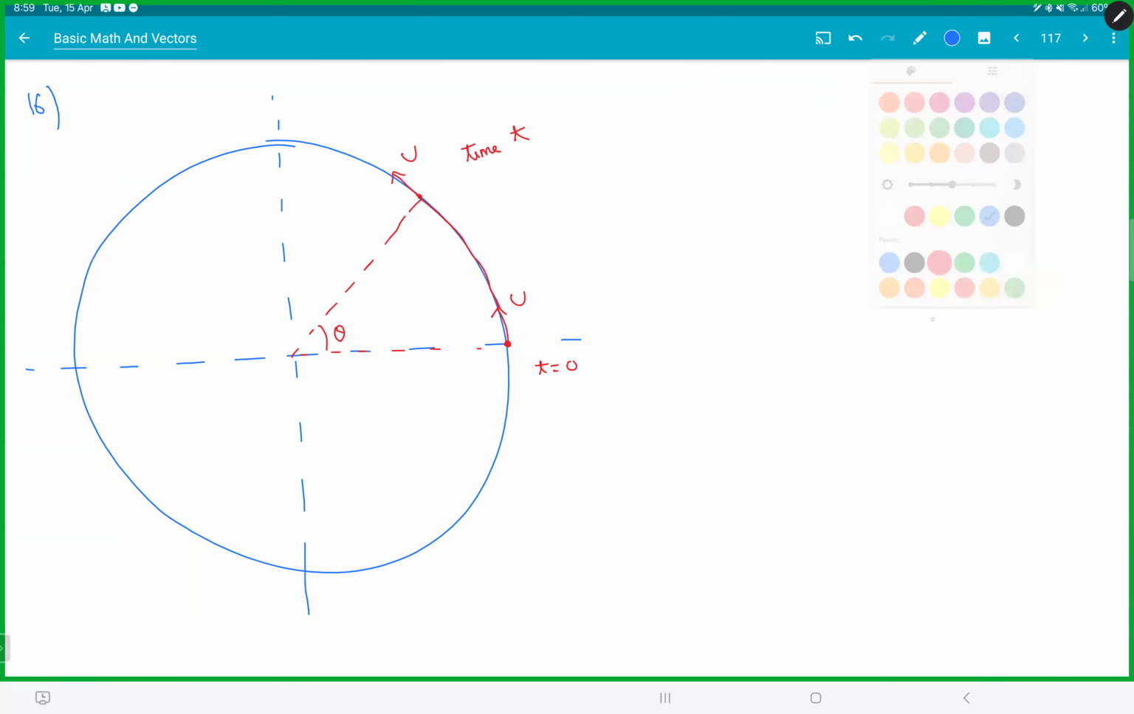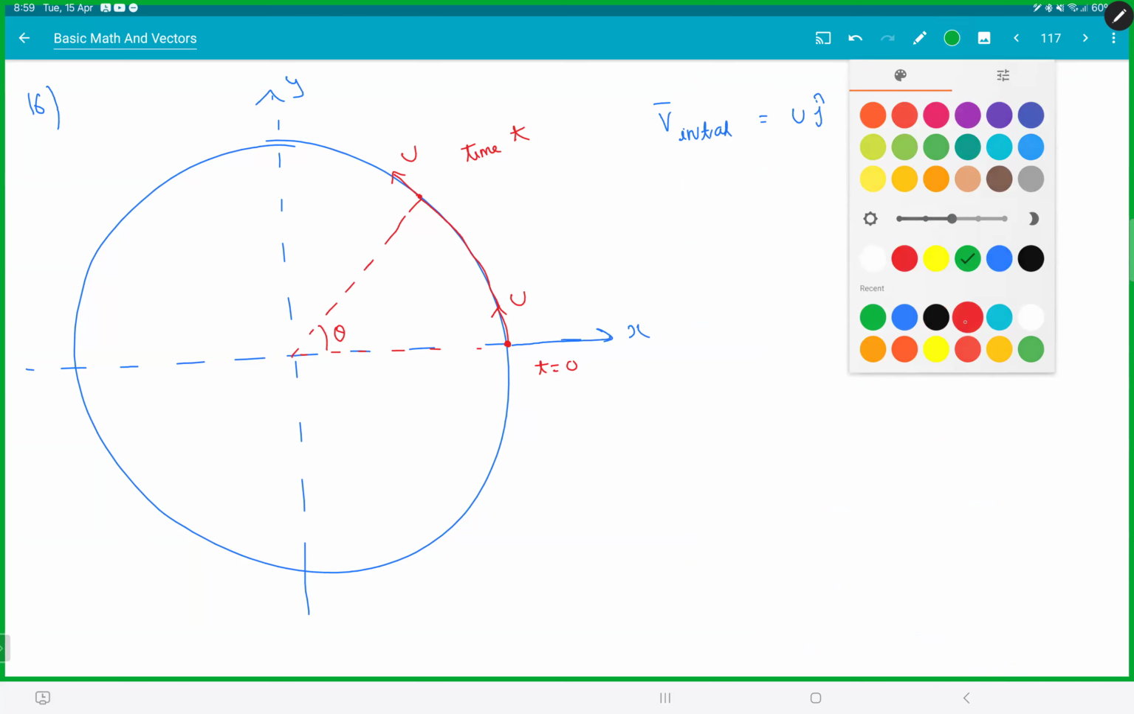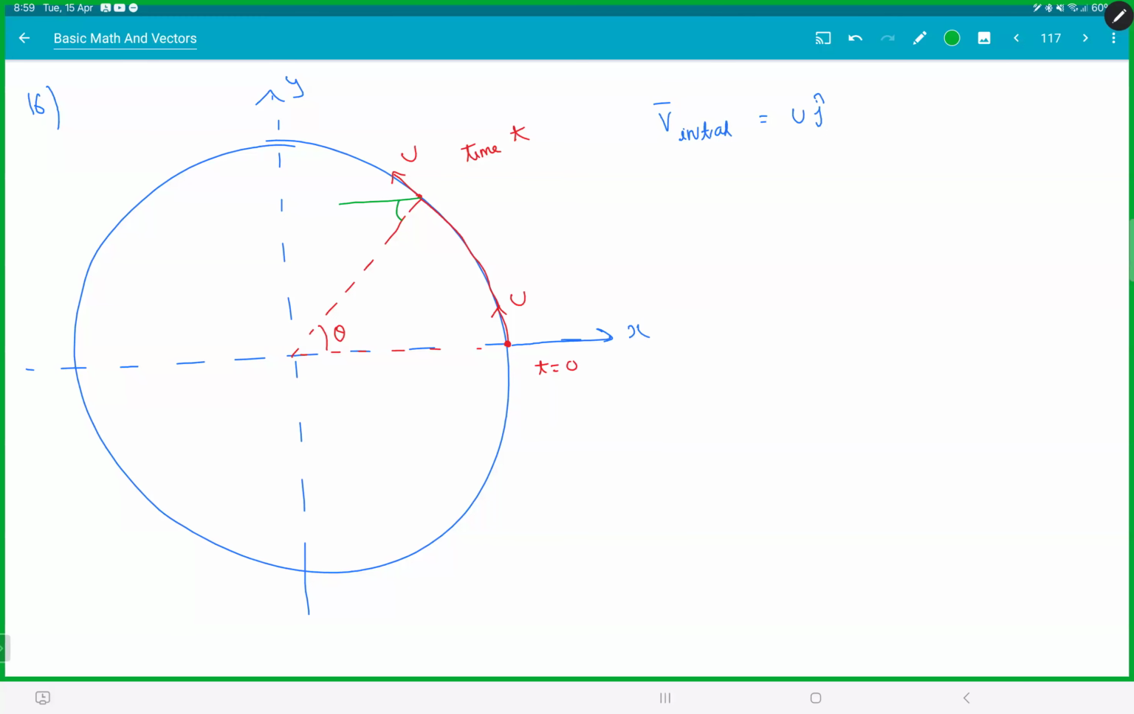So what is the initial vector? That was easy. You're just pointing in the upward direction. So it is U J cap. You're pointing in the Y direction. Next thing, draw a parallel line. If this is theta, then this angle will be 90 minus theta. So for the final velocity, we have U this way, and this angle is 90 minus theta. So this component will be U cos 90 minus theta, and this vertical component will be U sin 90 minus theta.